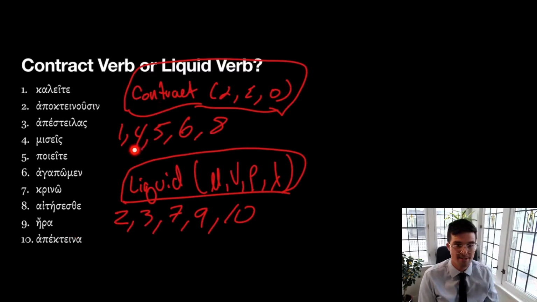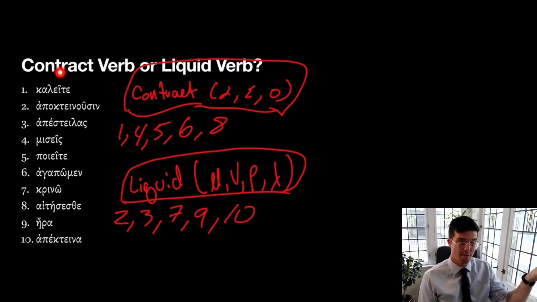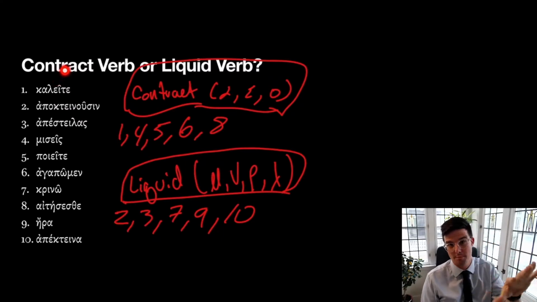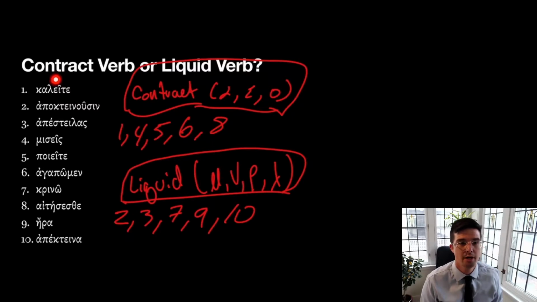And that's going to leave the rest of these, of course, as contract verbs, which we could just do that way. We could just say, well, the rest are contract verbs, but it will help us to figure out what the short stem vowel of each of these contract verbs is. So this first one, kalete, is from kaleo. So the lexical form is going to be epsilon omicron, so an epsilon contract verb. Number 4, mises, is going to be from miseo, another epsilon contract verb. Same with poiete from poieo.